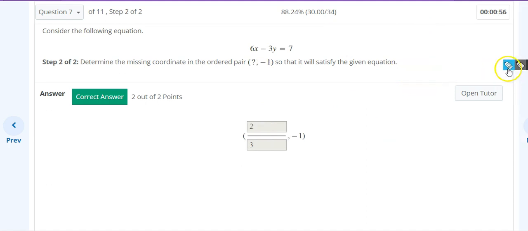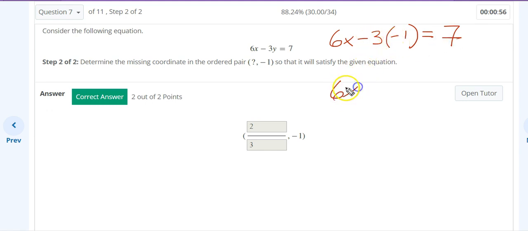Now, in this next one, we're going to put a negative 1 for the y. So we have 6x minus 3, and then our negative 1 here. And we want to find out what our x coordinate will be. So this part becomes a plus 3, negative times negative.